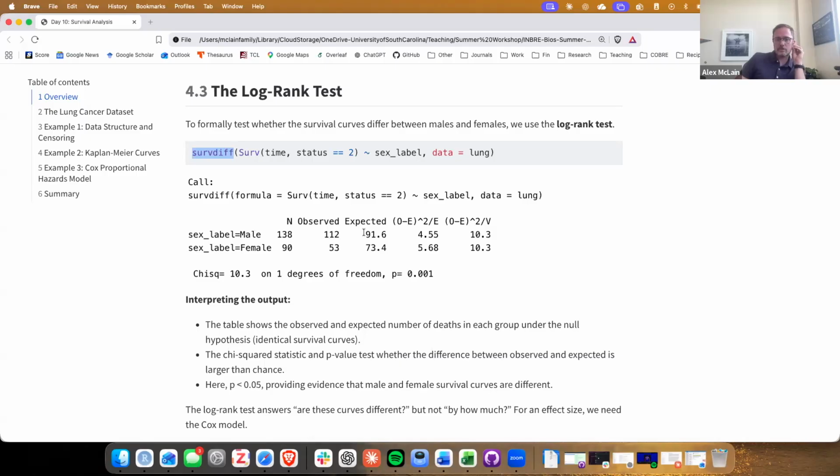So then it says, all right, how many events should we have observed? What is the expected number of events if these survival probabilities were actually equal? And for the males, we should have observed 91 events, not 112. For females, we should have observed 73, not 53. So clearly for females, we have a lot fewer observed events than expected events. For males, we have a lot more observed events than expected events. This would lead us to believe that the survival probabilities are different between these two groups. So this is used to create a chi-squared statistic and a p-value. Here, the p-value is very low, so that is evidence that the male and female survival curves are different.